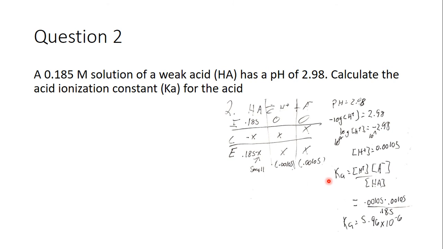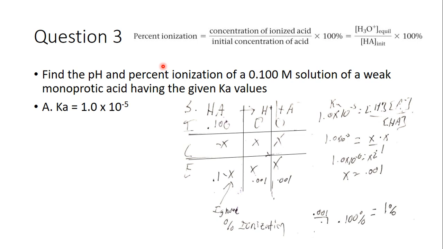All right, let's figure out our Ka. So we need to write the general expression for Ka. Ka equals H plus multiplied by A minus divided by HA. So we plug in our equilibrium concentrations, 0.00105 times 0.00105 divided by 0.185. Our Ka equals 5.96 times 10 to the minus 6. And that will bring us to question 3.